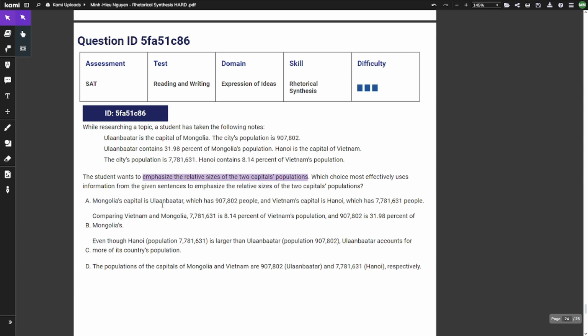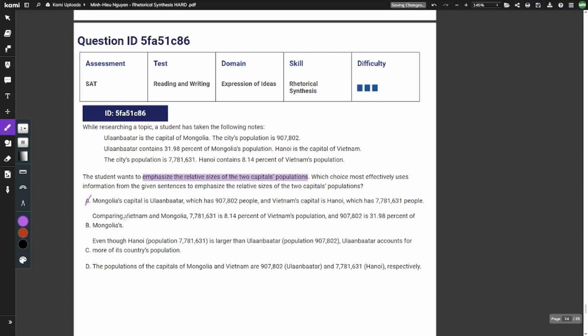Now, this can be one capital versus the other capital, or this could be one capital versus its own country. Now, let's look at our answer choices. So A, Mongolia's capital is, yep, that city, which has 907,802 people, and Vietnam's capital is Hanoi, which has 7,781,631 people. Now, this one is just saying the population sizes of these cities, of these capitals, but it's not comparing it to anything, so it's not going to be A.